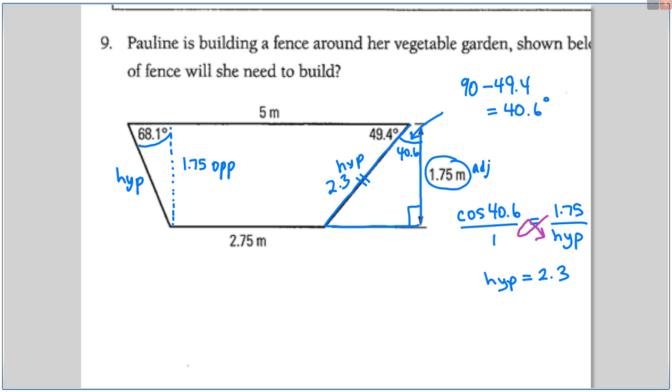Okay, so using 68.1, it's sine again, sine for op and height. So sine 68.1 all over 1, equals 1.75 over height.